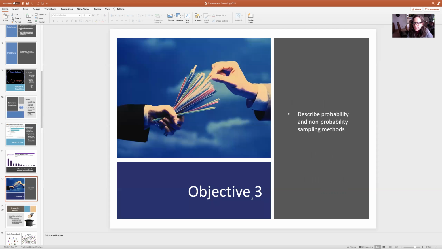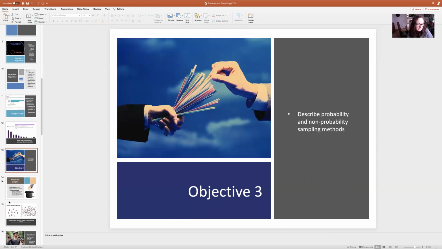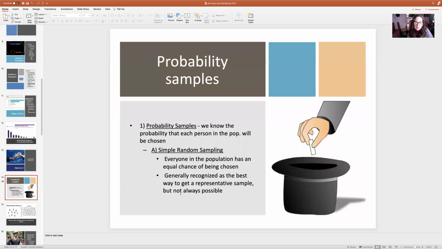Okay, objective number 3, to describe probability and non-probability sampling methods. We're going to start with probability samples here. A probability sample is when we know the probability that each person in the population will be chosen, and that probability is not 0. So we know exactly what is the likelihood that anybody in this population of ours will be chosen. We can do that by simple random sampling. What happens in simple random sampling is you take all the names of everybody in the population and you put them in a hat and you mix it all up and you pull out a sample. So you throw in 5,000 people and you mix it all up, and then you pull out 100 people there.